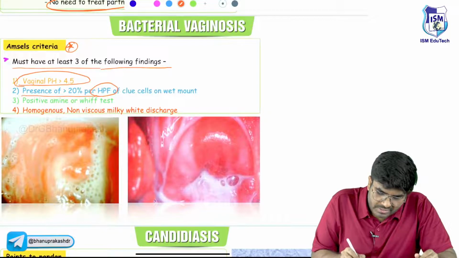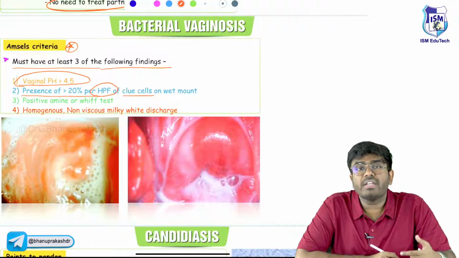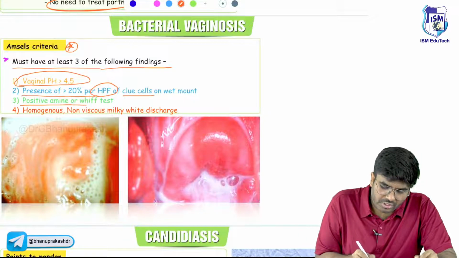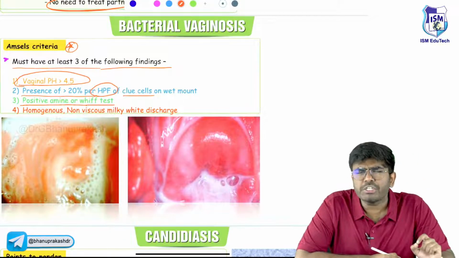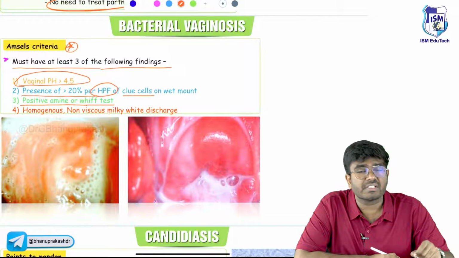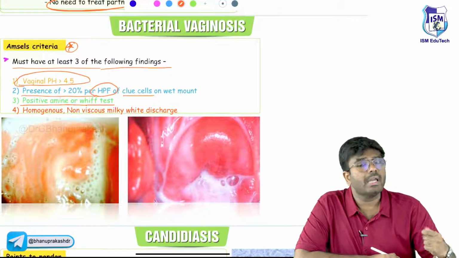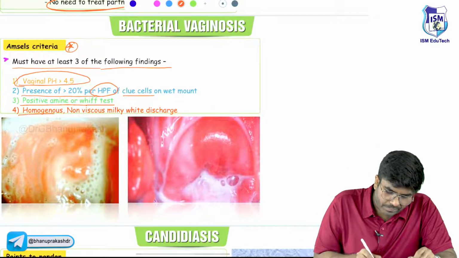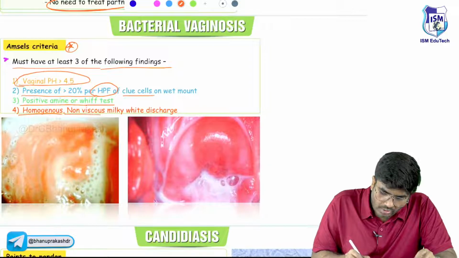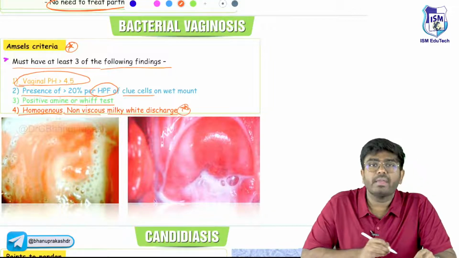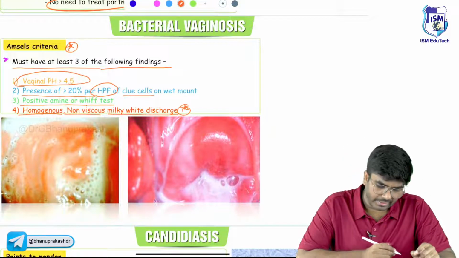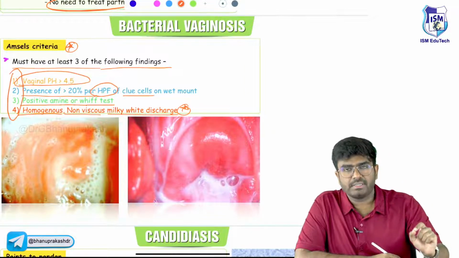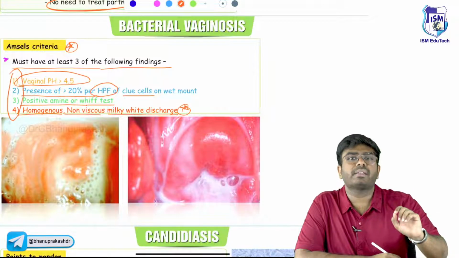Next, presence of more than 20% clue cells per high power field in the discharge is a criterion. A positive amine or whiff test, adding 10% potassium hydroxide to the discharge giving an intense fishy odor, is another criterion. And homogeneous, non-viscous, milky discharge is also a criterion. Out of these 4 criteria, if 3 are present, it is considered bacterial vaginosis.